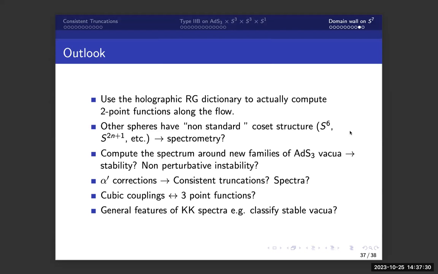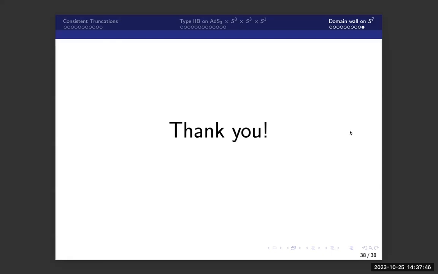Then another interesting direction would be to try and incorporate alpha prime corrections, to see how they could affect the stability of some of these non-SUSY solutions. But this is very hard. Right, well, that's it. Thank you very much.